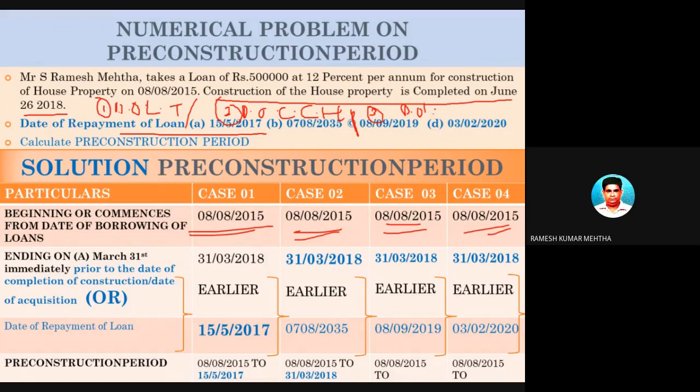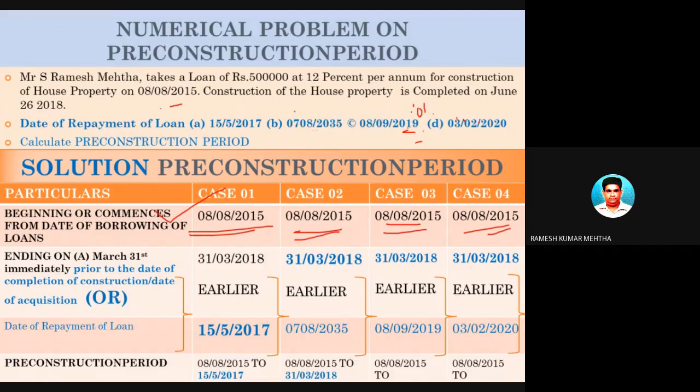And the starting point, as I already told, is the date of loan taken. So the date of loan taken is the starting point. Now, what is the end date? The end date is the date of construction of house property or the date of repayment of loan taken, whichever is earlier. That is the end date of the pre-construction period. So hope you have understood. Let's try to find out the pre-construction period.